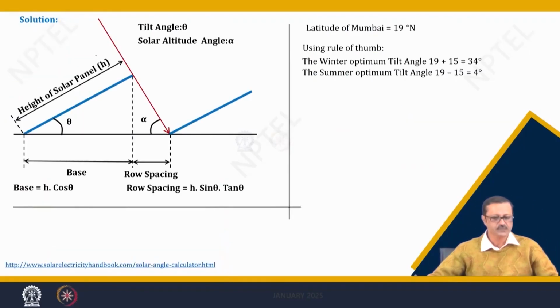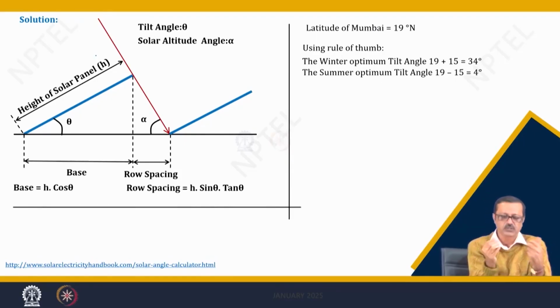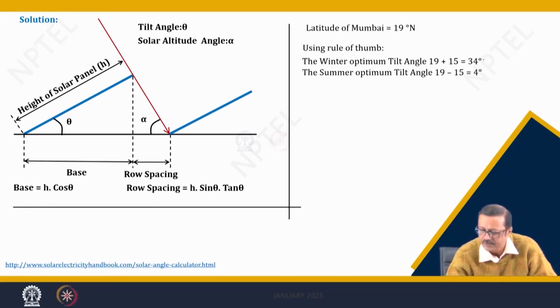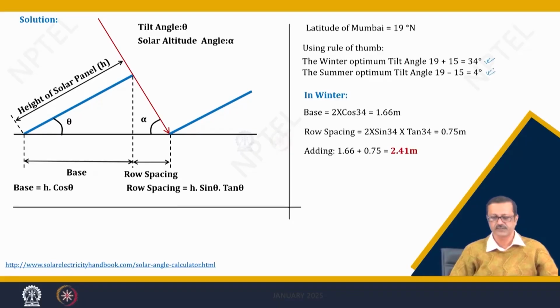So, first of all I have to find out the tilt angle both in the summer and winter and take the highest one, and then I have to see how I can actually fix it and how many panels I can fix in my rooftop. So, I know that with the thumb rule, in winter I require 34 degree as a tilt angle and in summer I require 4 degree, with 19 plus 15 and 19 minus 15.